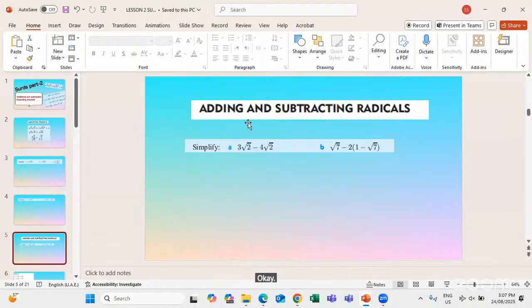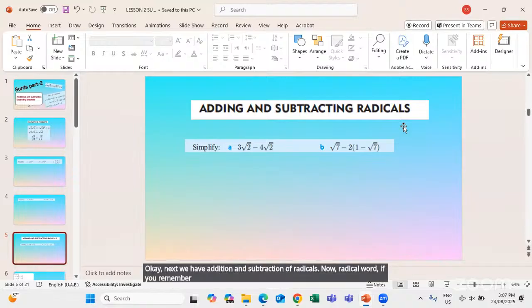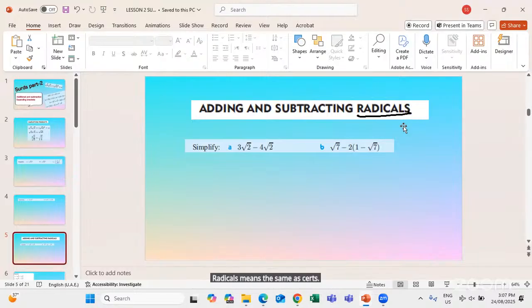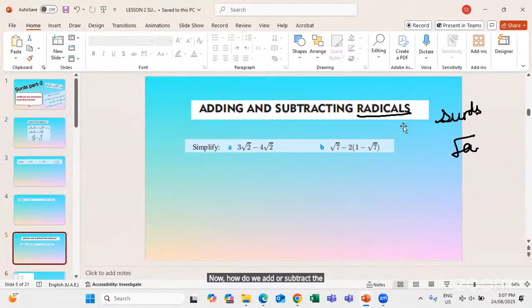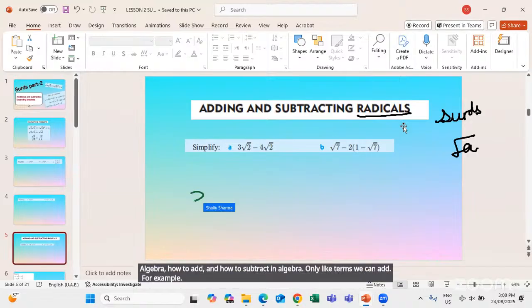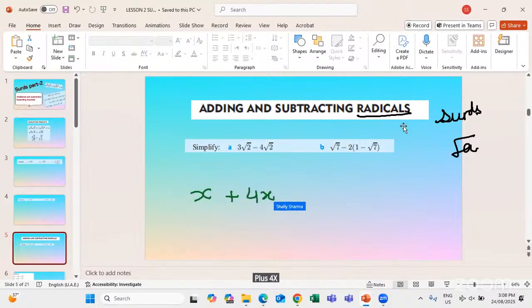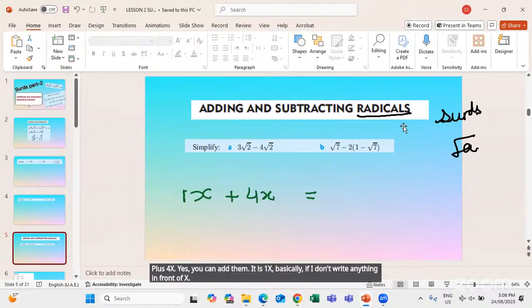Okay, next we have addition and subtraction of radicals. Now, the word radical, if you remember, we discussed in the first lesson. Radicals means the same as surds. Like if you have square root a, this is a surd, this is a radical. Now, how do we add or subtract the radicals? If you remember the concept of algebra, only like terms we can add. For example, if you have x plus 4x, yes, you can add them. It is 1x basically if I don't write anything in front of x. So it will be 5x.